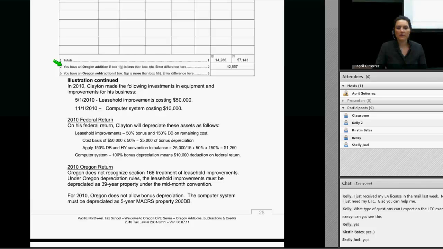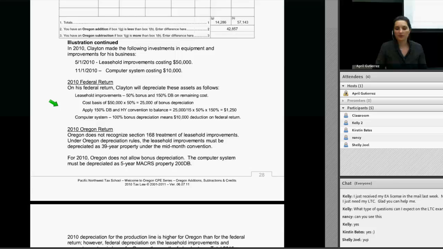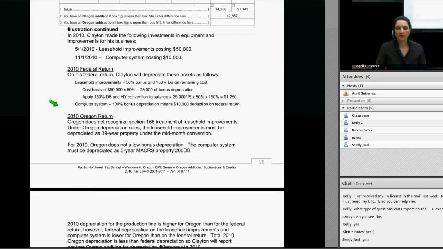Clayton made the following investments in equipment and improvements for his business. On 5/1 of 10, he made leasehold improvements costing $50,000. And on 11/1 of 2010, he purchased a computer system costing $10,000. How do things look on his federal return for 2010?